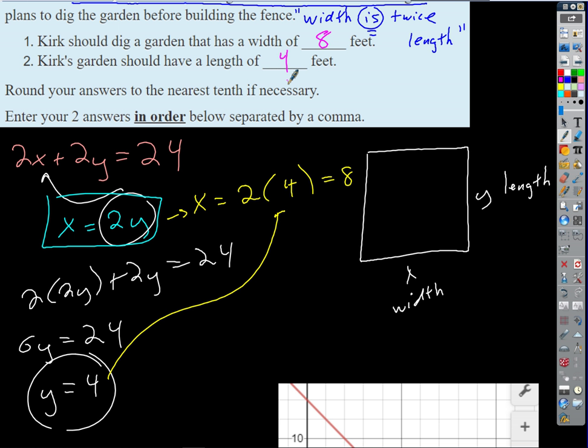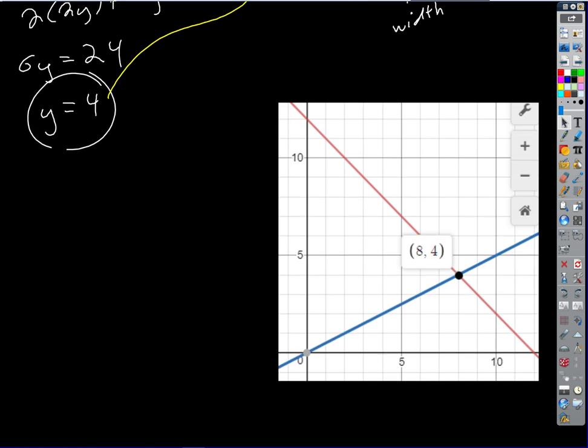And of course, I'd get the same thing if I graphed those two lines. I'd get the point of intersection at (8, 4). Right? Make sense?